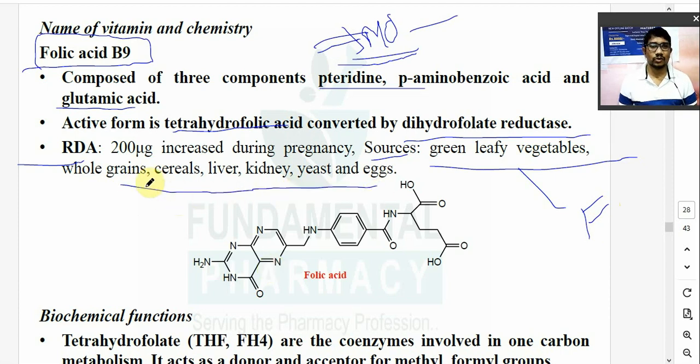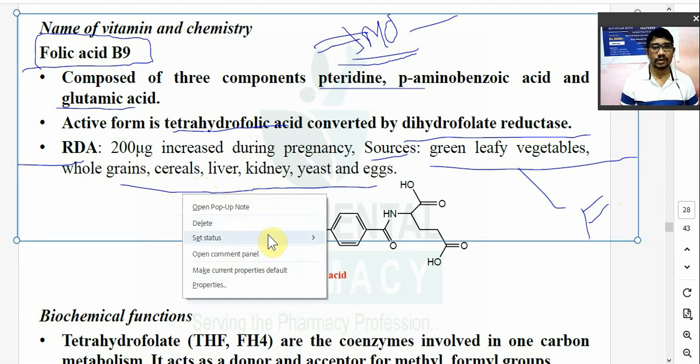This folic acid is known as the leucovorin citroverum factor. It has this name, which is not written here, but you have to remember leucovorin citroverum factor.